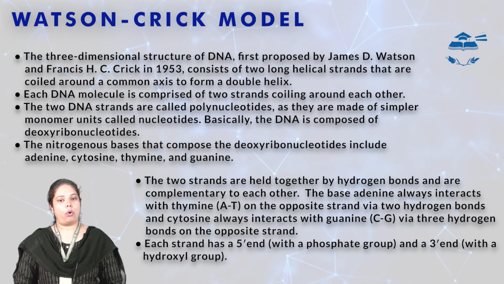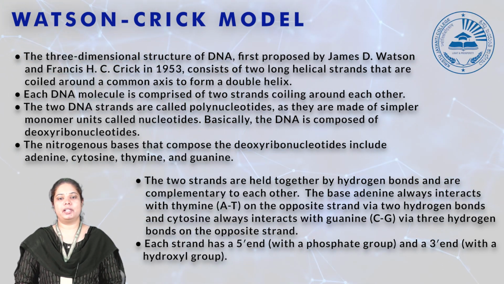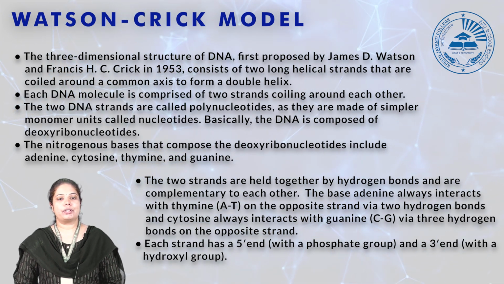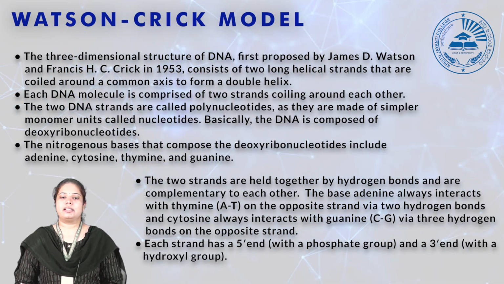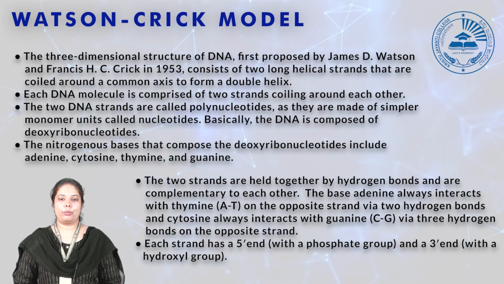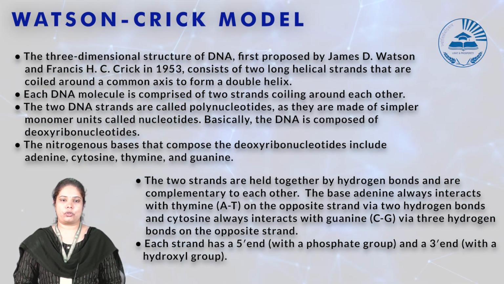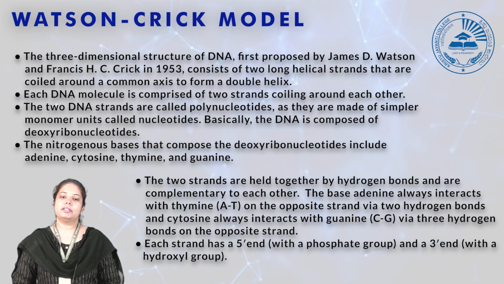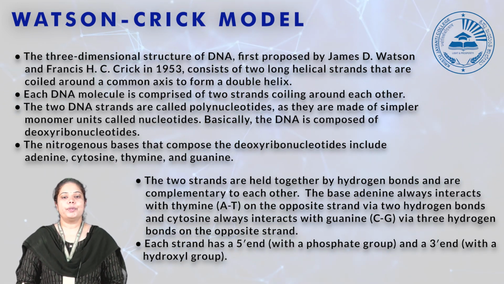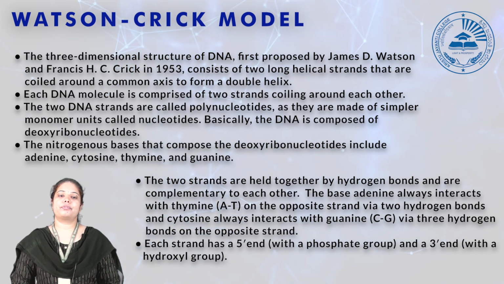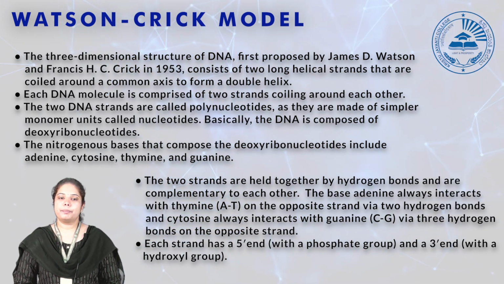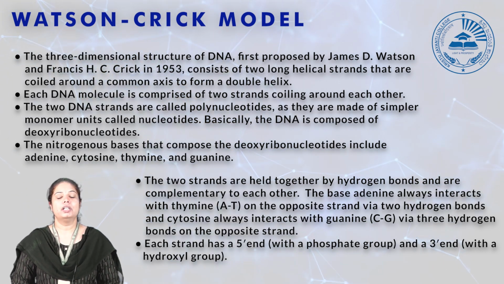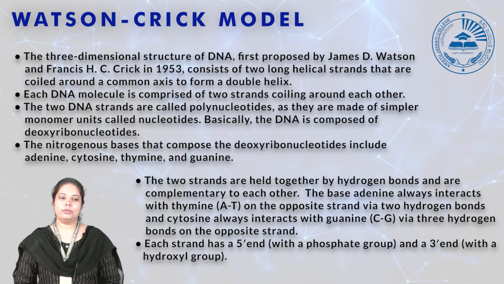The base adenine always interacts with thymine, so A will be interacting with T on the opposite strand via two hydrogen bonds, and cytosine always interacts with guanine, C always interacting with G via three hydrogen bonds on the opposite strand. So always a purine will be interacting with a pyrimidine and a pyrimidine will be interacting with a purine. Never purine with purine because of the space constraint, and never pyrimidine with pyrimidine because the interaction is not possible. Bond formation is also not possible because of the distance which is kept between the two strands.